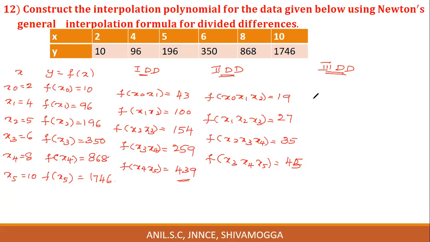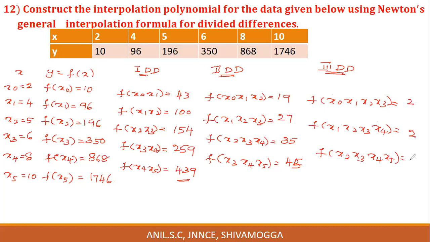Yes, sir. Next, f of x0, x1, x2, x3, third order differences. F of x1, x2, x3, x4. And f of x2, x3, x4, x5. They are 2, 2, 2. Third order differences are 2, 2, 2. Obviously, the fourth difference will be 0. You need not write that. Now write the formula. Keep x as it is. Substitute the rest. Simplify. And tell me what is the polynomial.